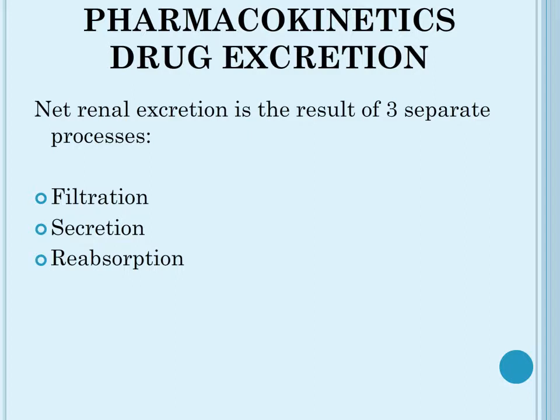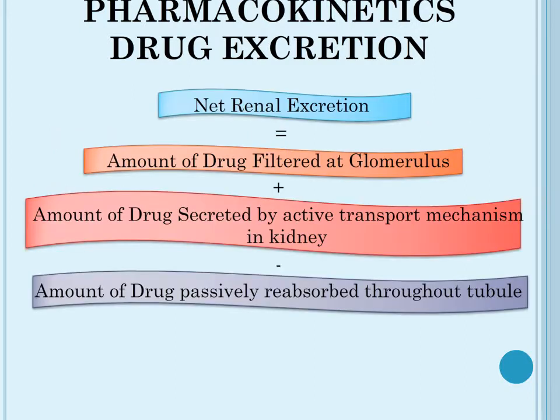If it's bound to plasma proteins, it will not go anywhere. In the proximal part of the renal tubule, secretion happens, and also active reabsorption. Anything that remains lipid soluble will be reabsorbed. Anything that remains water soluble will be excreted into the urine.